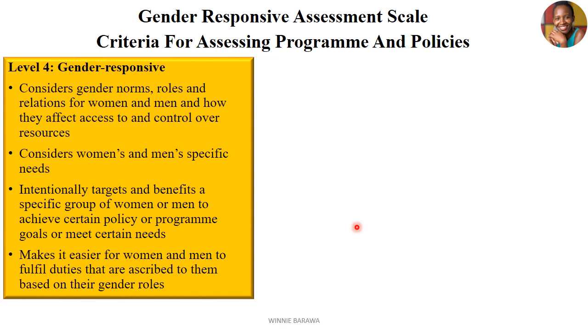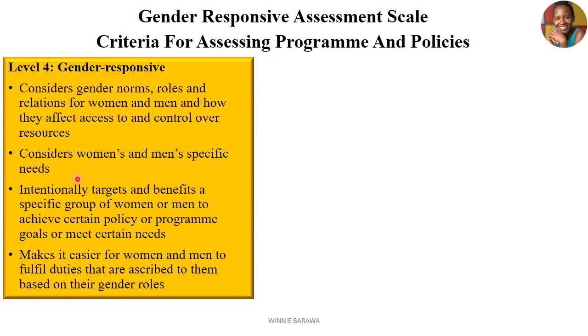So moving forward, we get now to level 4, where we talk about gender responsive programs and policies. These are programs and policies that are considerate of the gender norms. They consider the roles and relations of women and how these affect them in terms of how they're able to access and even control the resources.